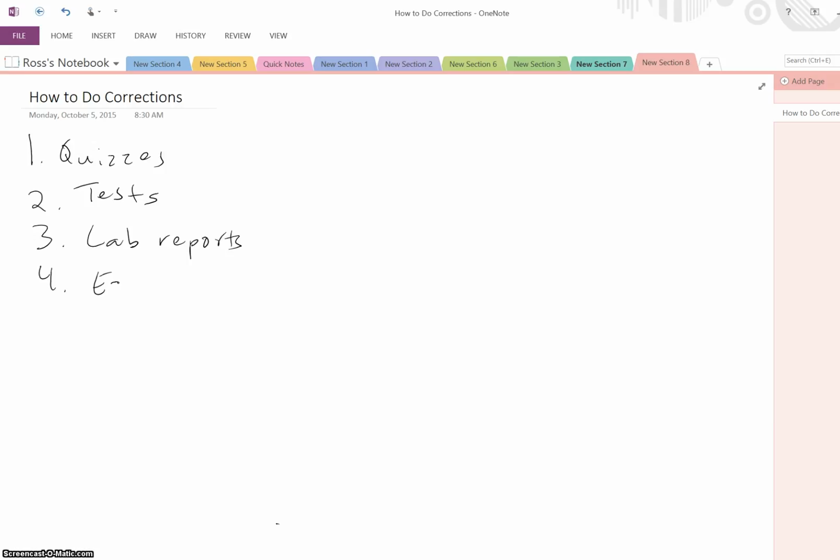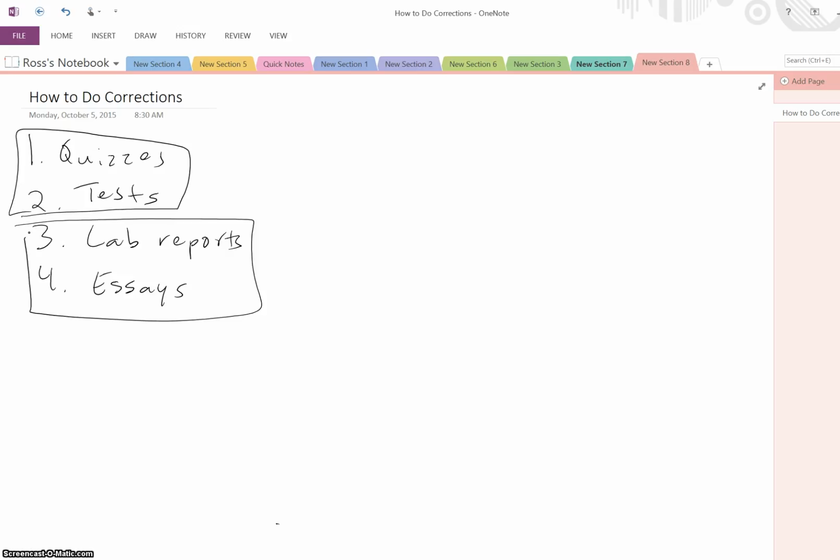and essays. Essays kind of falls under the lab reports category, and quizzes and tests fall under the same category. So I'm going to group these like that and like this, because quizzes and tests will be corrected the same way that lab reports and essays are corrected. So let's start with quizzes and tests.